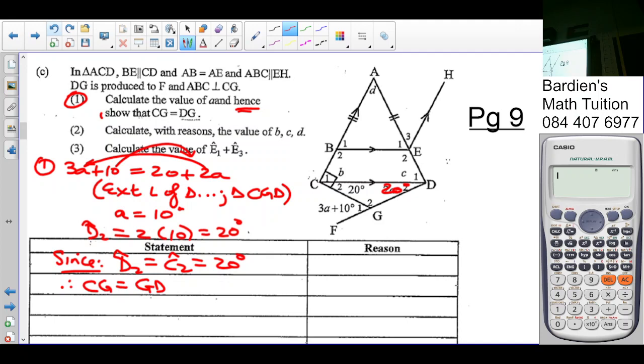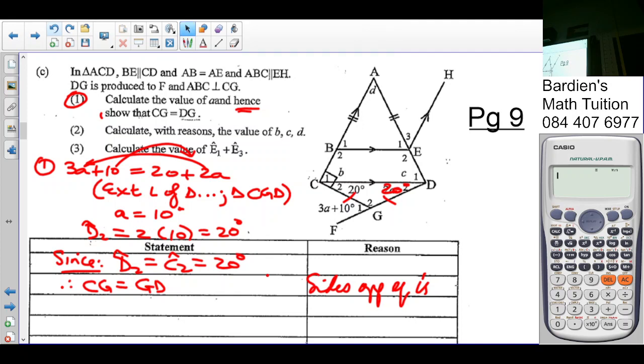And what do you think? What is the reason here? Is it angles opposite equal sides? Are the sides equal here or are the angles equal here? The angles are equal. So the reason here is going to be sides opposite equal angles. The one that we use often is angles opposite equal sides. Yeah, it's actually sides opposite equal angles. So this here is now equal to that here as well.